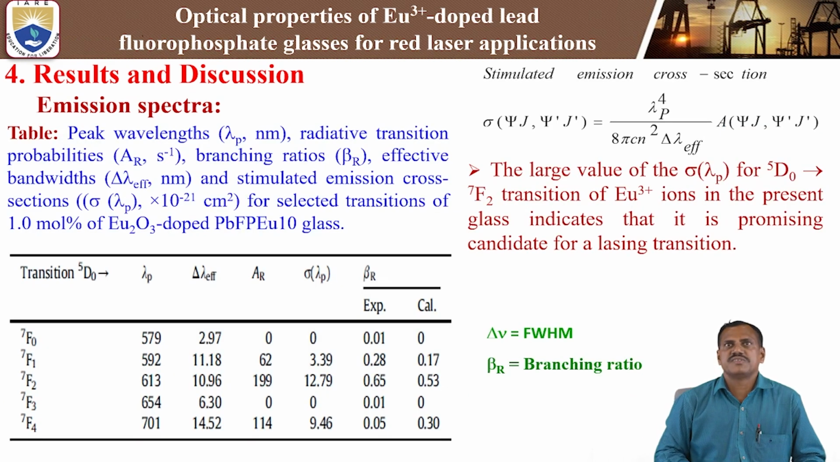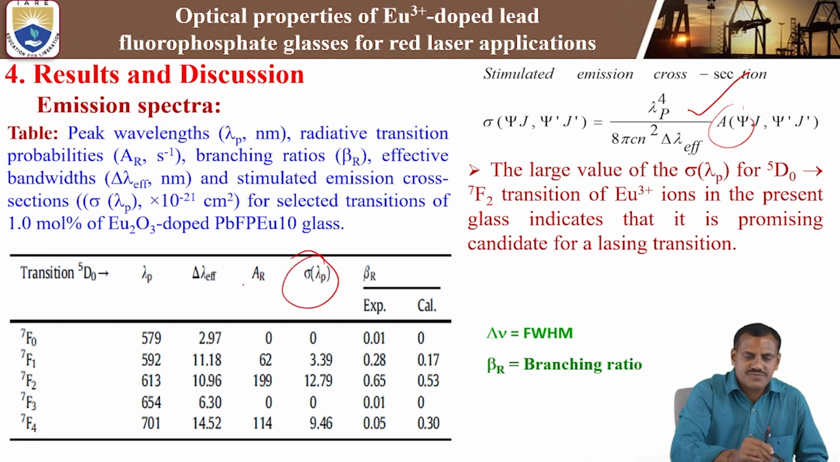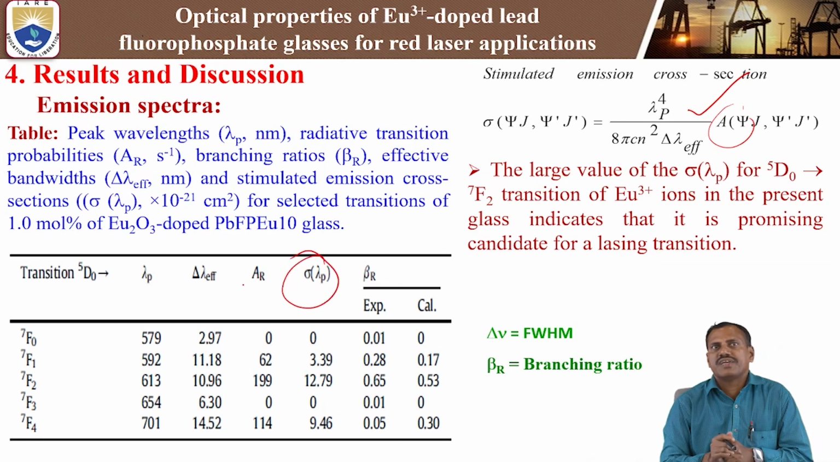Next, from the emission spectra, we need to calculate the stimulated emission cross section by using this formula: sigma of psi J to psi dash J dash equals lambda p to the 4 by 8 pi c n squared into delta lambda effective, times A_R, the radiative transition probability. By using this formula, we can calculate the stimulated emission cross section of the europium doped fluorophosphate glasses.